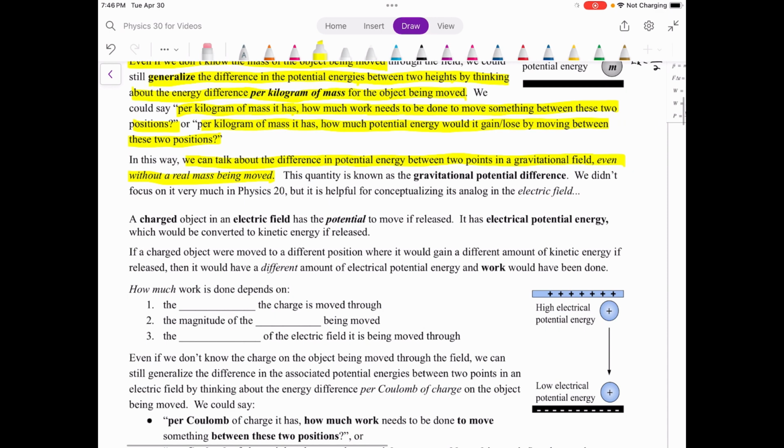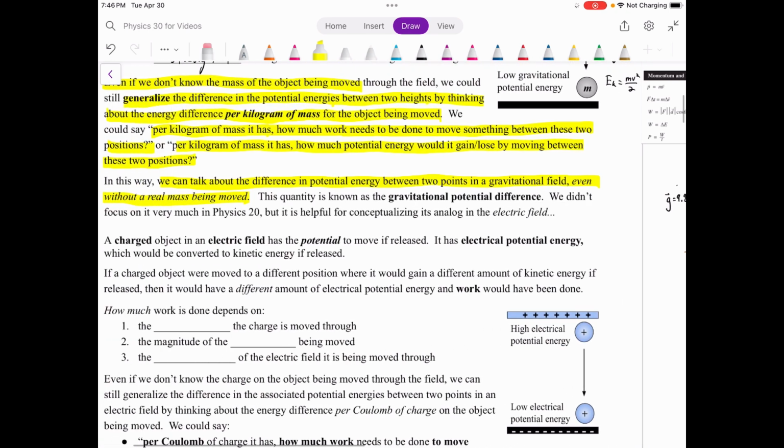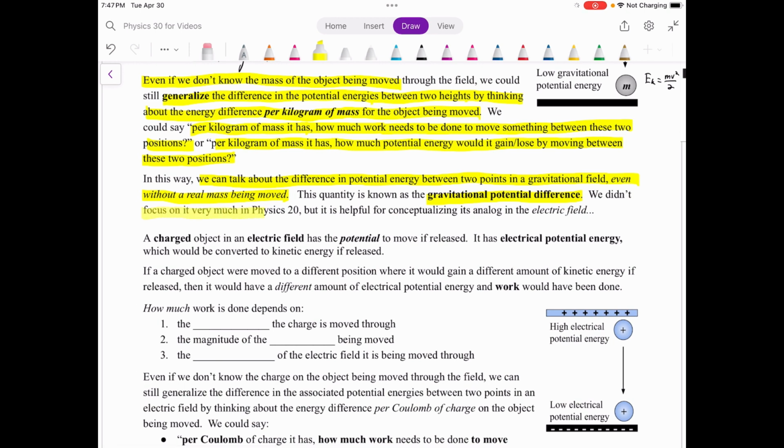Now, we call this quantity, whether it's the change in potential energy over m, or acceleration due to gravity, or gravitational field strength, times the change in height that actually occurs, we call this quantity, it does have a name, the gravitational potential difference. Good name, right? We're talking about the difference in potential energy between two positions because of a gravitational field that we're moving it through. Now, we don't focus on it very much in Physics 20, and to be honest, it doesn't come up that much in general, but it's really helpful for conceptualizing what its equivalent or its analog in the electric field is.